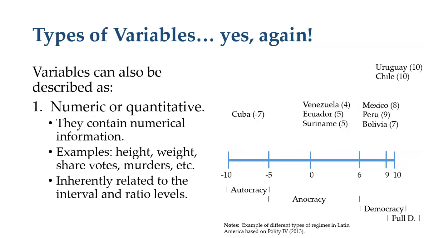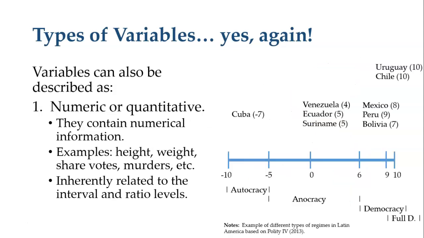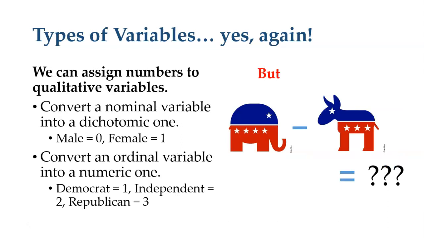You can assign numbers to qualitative variables, for example, you can say that male is 0 and female is 1, or you can convert ordinal variables such as Democrat, Independent, and Republican into more numeric kind of variables. But remember this, you cannot subtract, for instance, in this case, a Republican from Democrat or the opposite, because it doesn't make any sense. What happens if you subtract Democrat from Republican is not number 2 or independent.